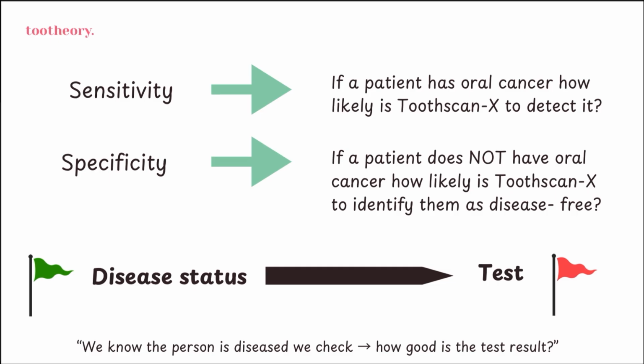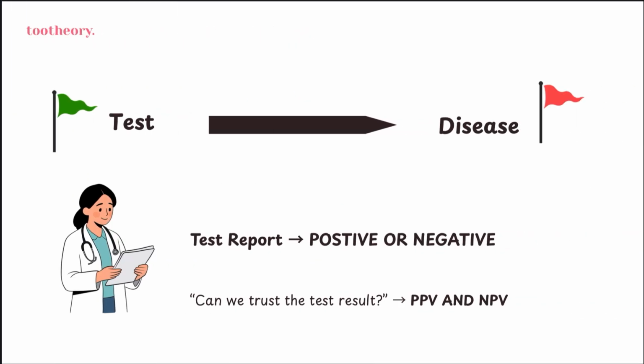So let's move on to the opposite of sensitivity and specificity, right? So we see that here we're talking about the test first instead of the disease. So we're kind of flipping the direction of what we learned earlier. And instead of starting with disease, we're starting with the test result. So imagine you're a dentist and a patient walks into your clinic carrying a report, and you don't know whether the patient really has the cancer or does not have cancer, right?